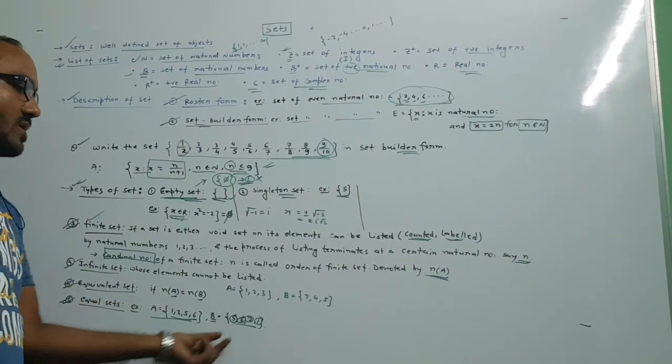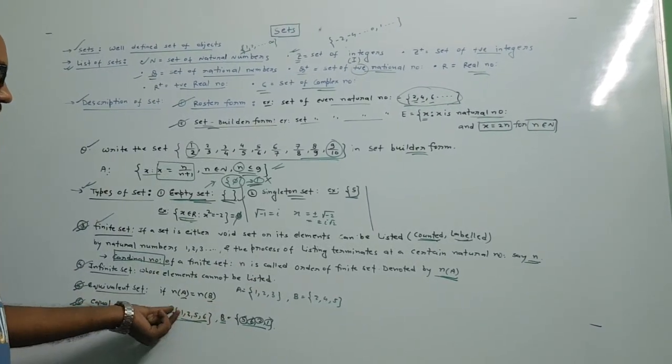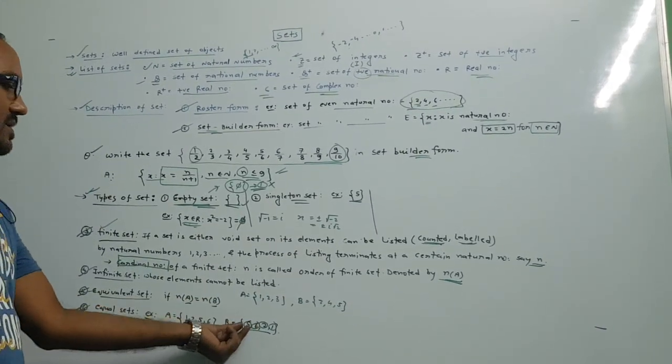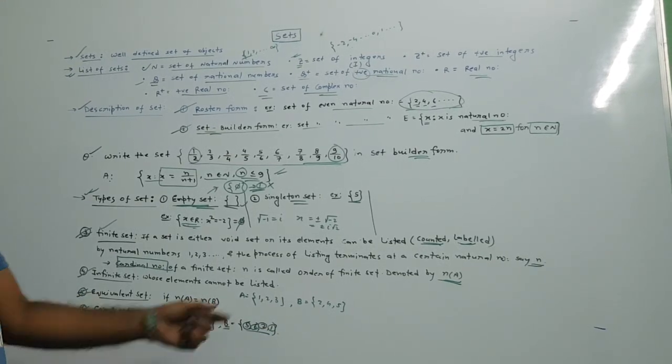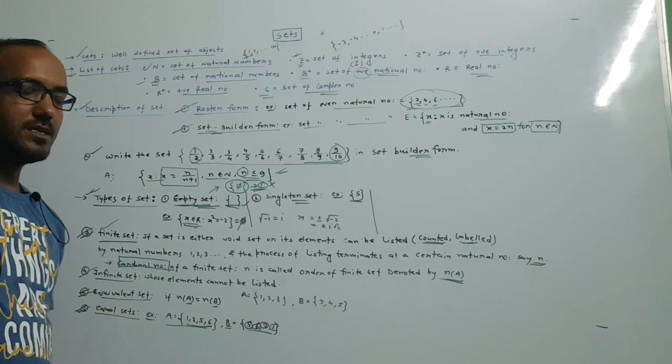Always remember, in a set order is not important. See, in set A we have written 1, 2, 5, 6 and in set B we have written 5, 6, 2, 1, the reverse order. So order is not important in sets and repetition is allowed in a set.